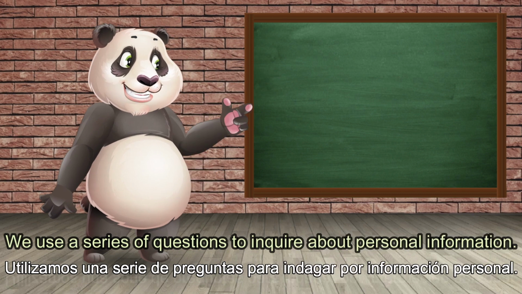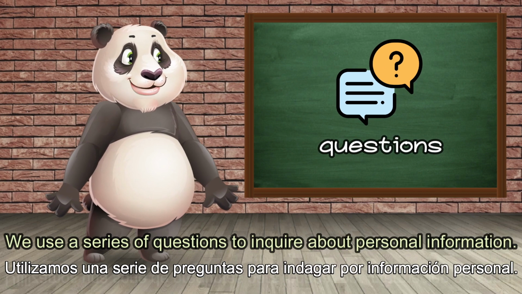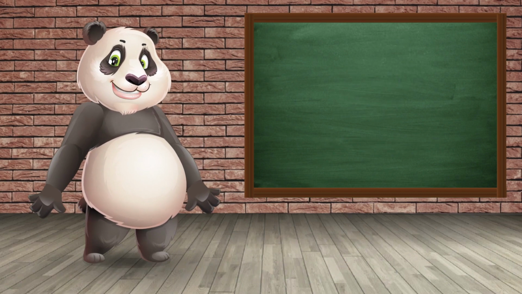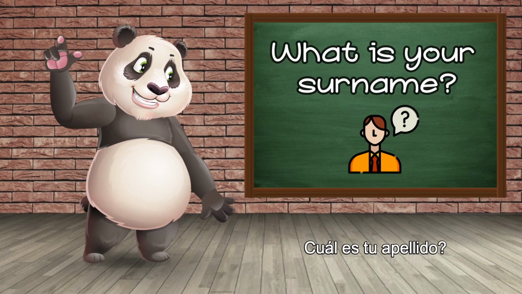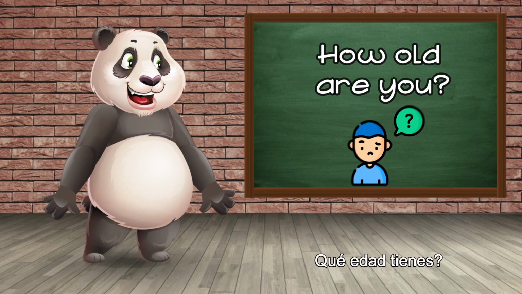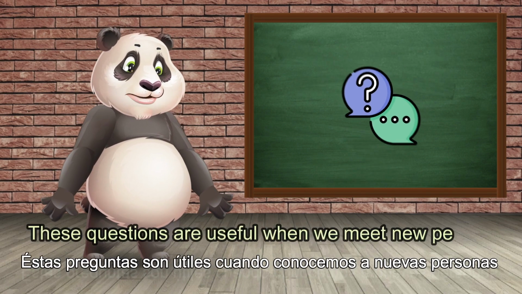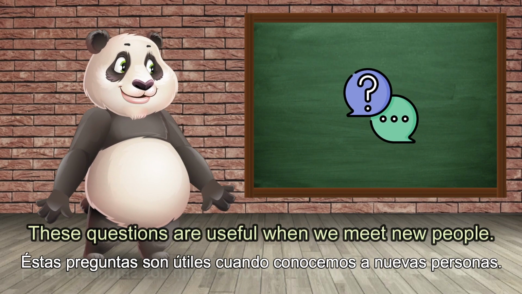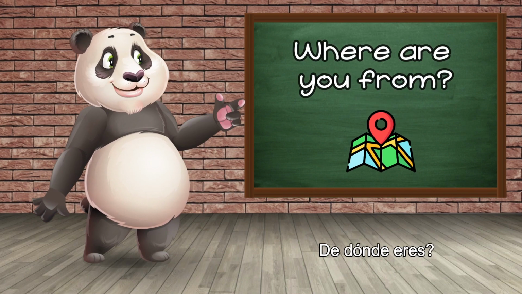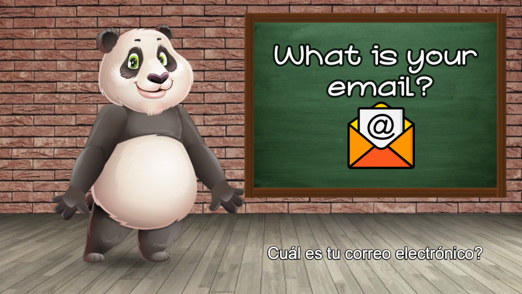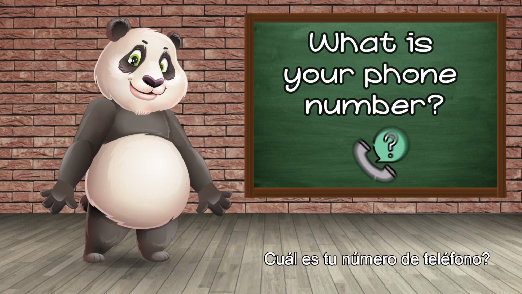We use a series of questions to inquire about personal information. For example, what is your name? What is your surname? How old are you? These questions are useful when we meet new people. For example, where are you from? What is your email? What's your phone number?